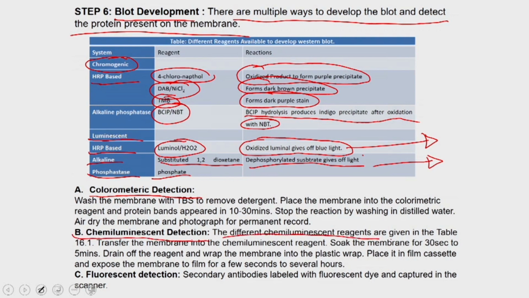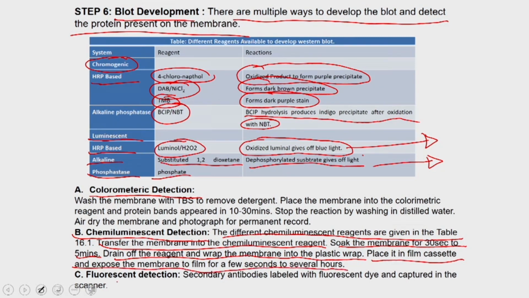The different chemiluminescent reagents are given in the table. You transfer the membrane onto the chemiluminescent reagent, soak the membrane for 30 seconds to 5 minutes, drain off the reagent and wrap the membrane in plastic wrap, place it in a film cassette and expose the membrane for a few seconds to several hours.